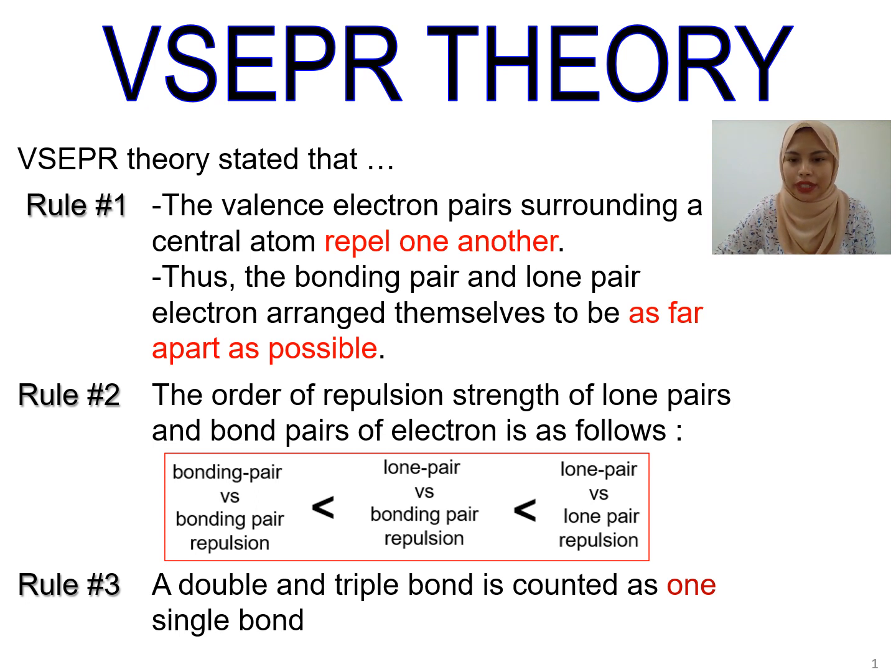So VSEPR theory states that the valence electron pairs surrounding a central atom will repel one another as far apart as possible according to this kind of arrangement, which the bonding pair versus bonding pair repulsion is less than lone pair versus bonding pair repulsion, and it is less than lone pair versus lone pair repulsion. And if let's say you punya molecule dekat central atom dia ada double or triple bond, you need to count it as a single bond.